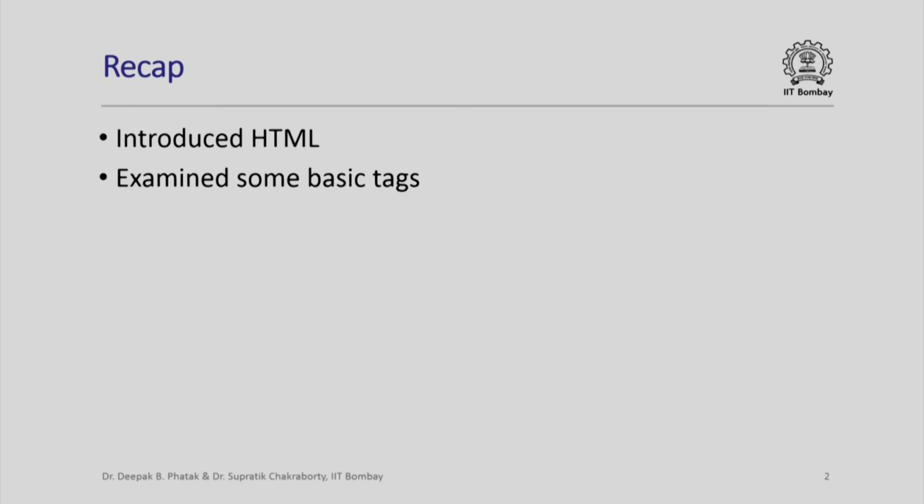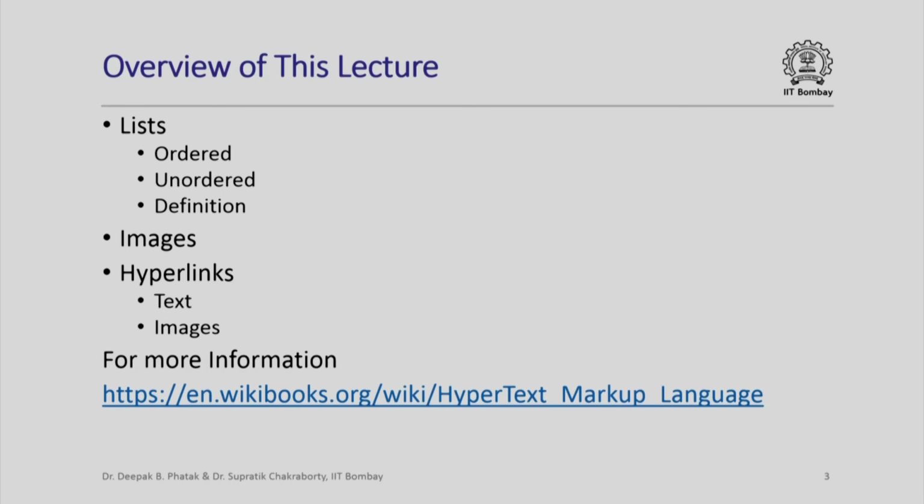Hello, welcome to this session in the course on computer programming. In the last session, we introduced the hypertext markup language and examined some very basic tags. Today, we shall see some more features of HTML which permit us to produce lists or to display images, and most importantly which permit us to define what is known as hyperlinks.